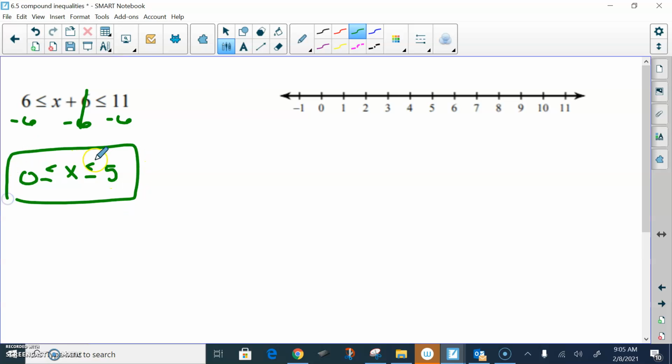Isn't that easy? So what we want to do is we want to put a closed circle on 0. We want to put a closed circle on positive 5, and we're going to shade between them. It's all done for us. If we had to divide, say there was a 2 here, we would divide both sides by 2. Whatever you do to one side, you have to do to the other side. Very easy.